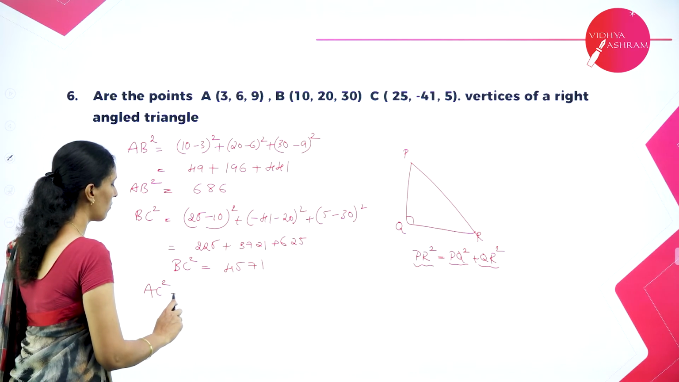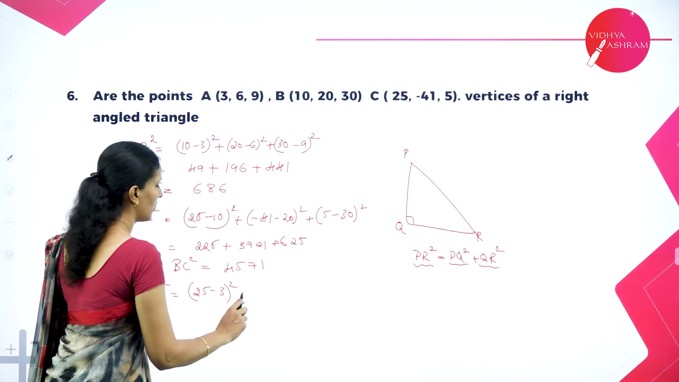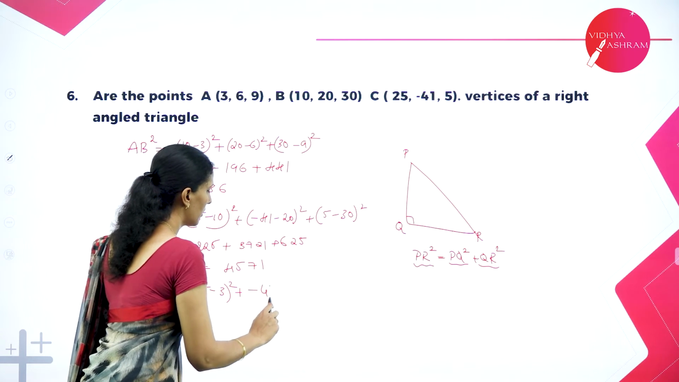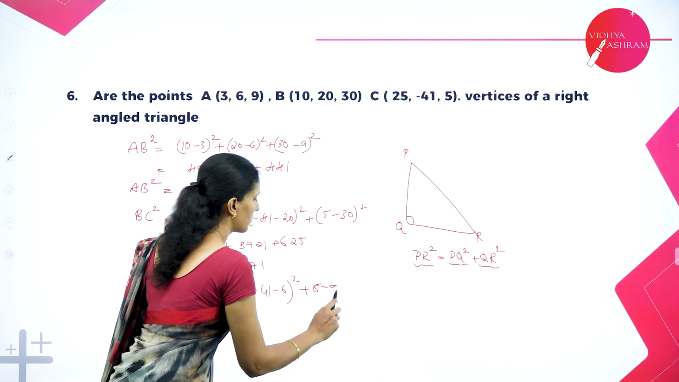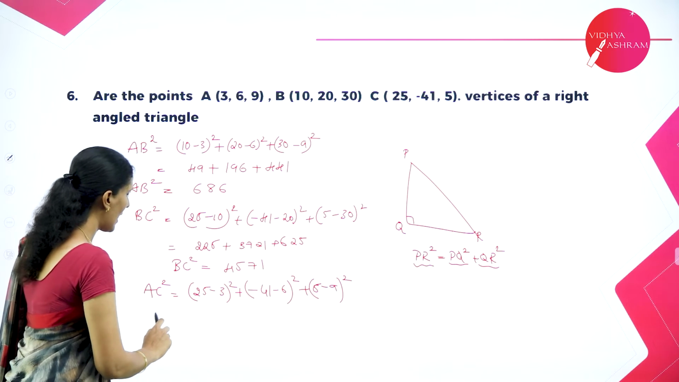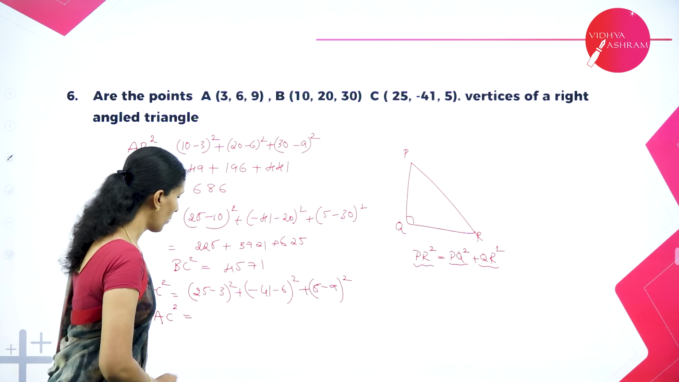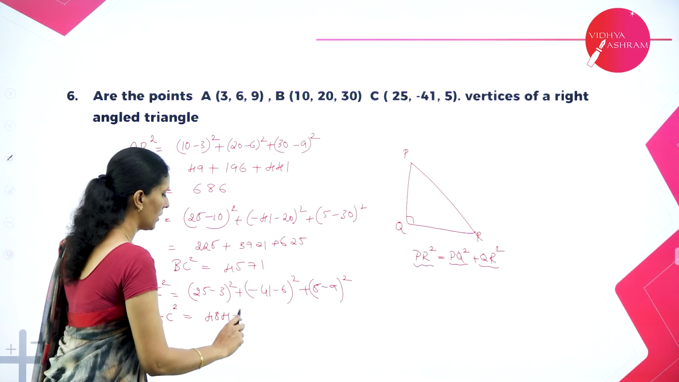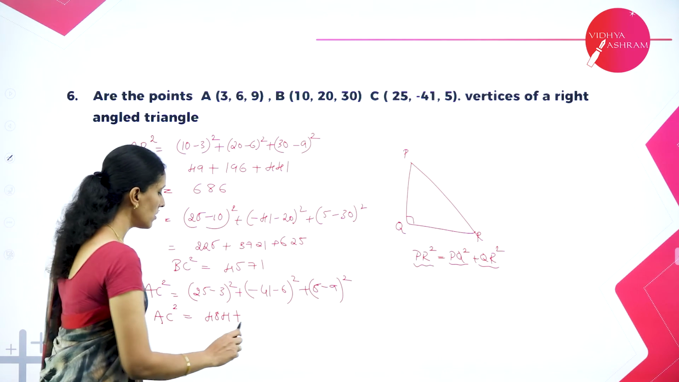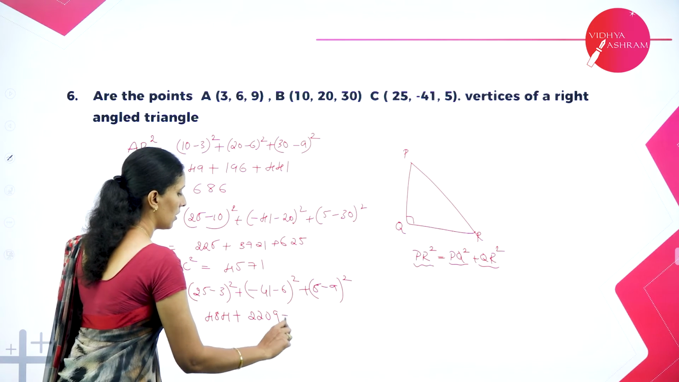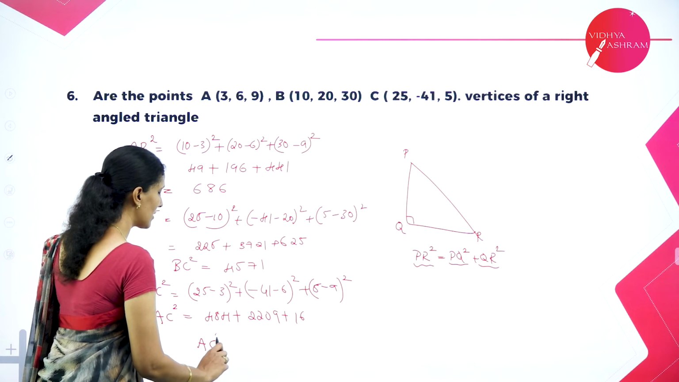So let's find for AC now. So AC square is equal to 25 minus 3 whole square plus minus 41 minus 6 whole square plus 5 minus 9 whole square. So let's add this. So 25 minus 3 is 22, 22 square is 484. Minus 41 minus 6 is minus 47. 47 square is 2209. Plus 5 minus 9 is minus 4. 4 square is 16. So when you add, you will get AC square is equal to 2709.